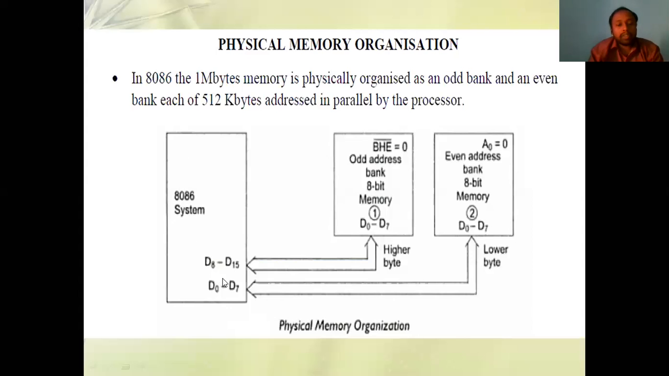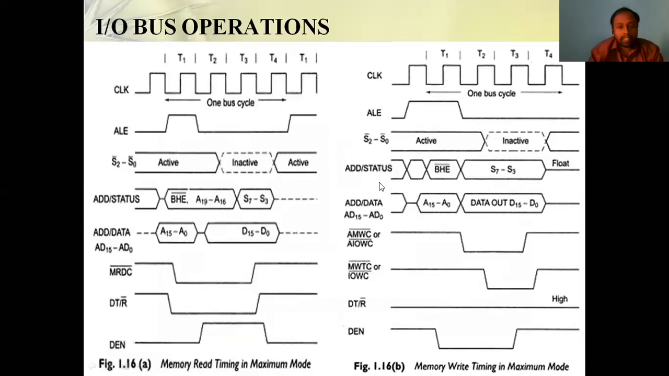D0 to D7 we call the even bank, when A0 is 0, and D8 to D15 is called the odd bank, where bus high enable is 0. These are called higher bytes, and these are called lower bytes. So this is how the total 1 megabyte of memory is divided: 512 kilobytes and 512 kilobytes, two different even and odd banks, right? It was divided like this only for addressing purposes and ease of execution.